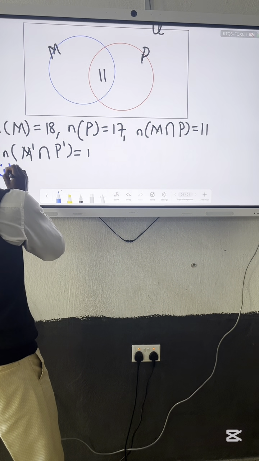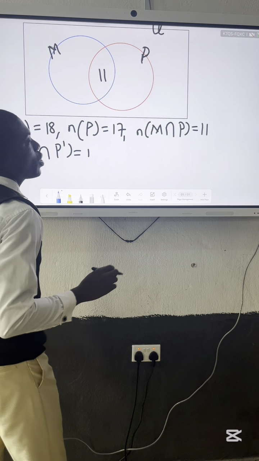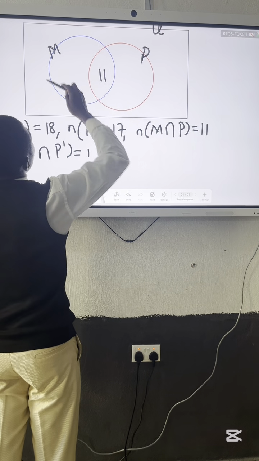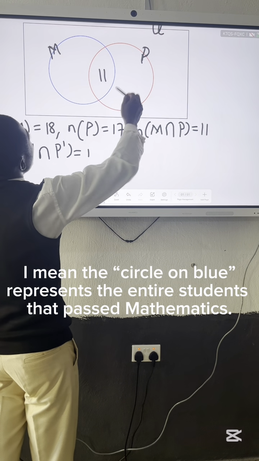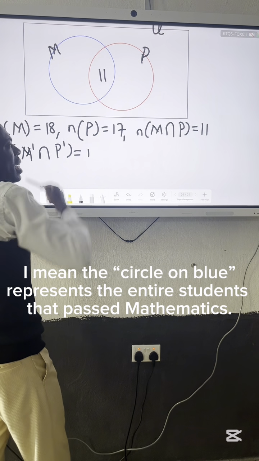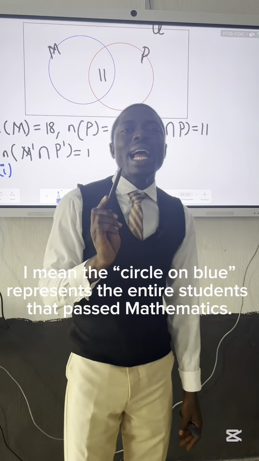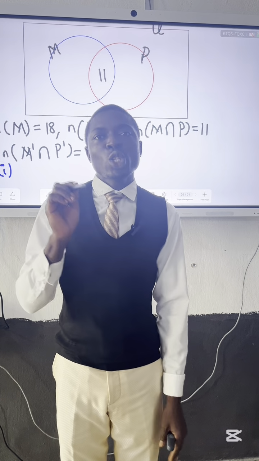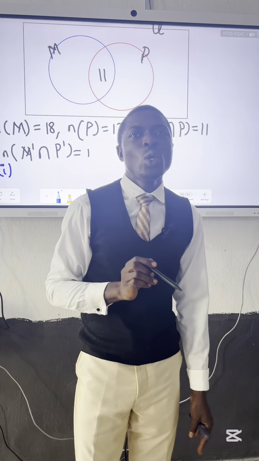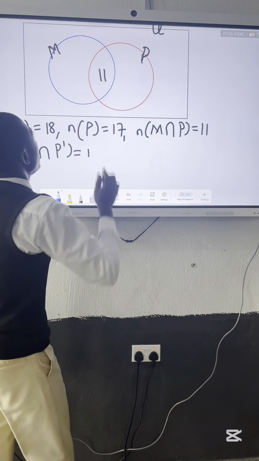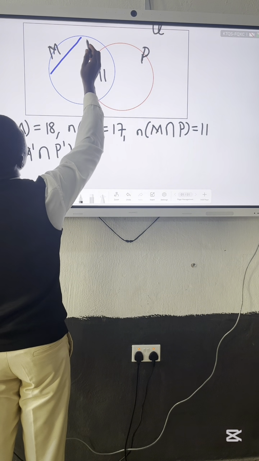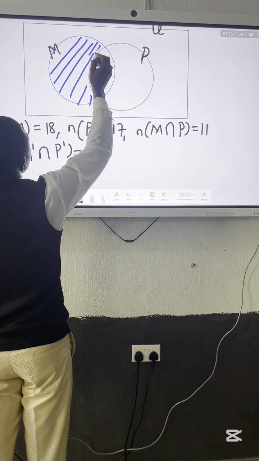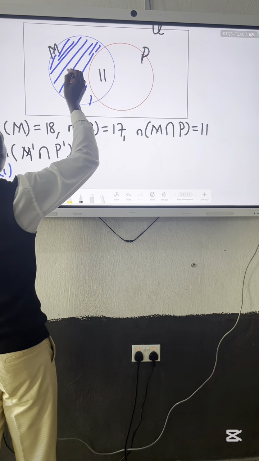Now, if you look very carefully, the first part of the question says we should find the number of students that pass mathematics only. Let me show you what they mean by mathematics only. The blue circle means the entire number of students that pass mathematics, meaning the 18 students they gave us. There are some of the students there that also pass physics. So if you want to get those that pass mathematics only, look at the portion I'm going to shade. This portion here, without entering the place where we have 11, is what we mean by mathematics only.